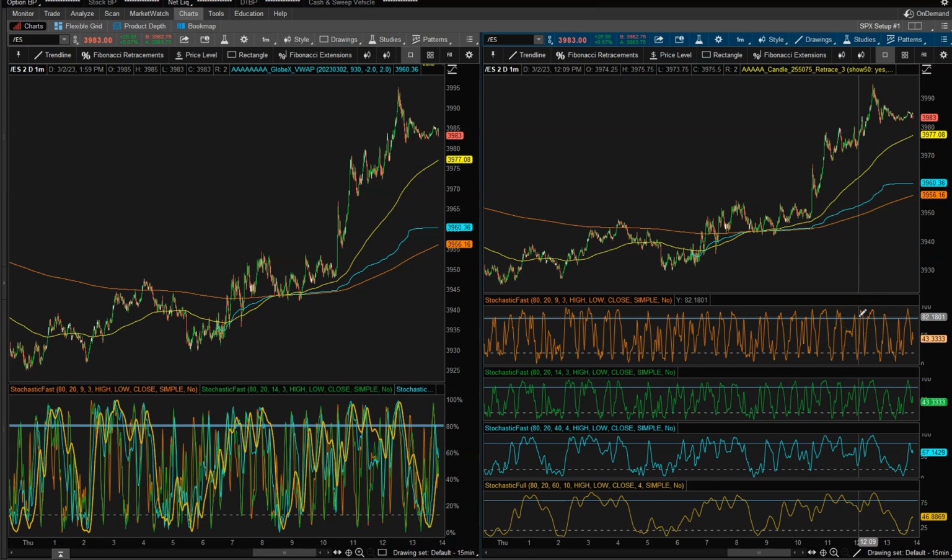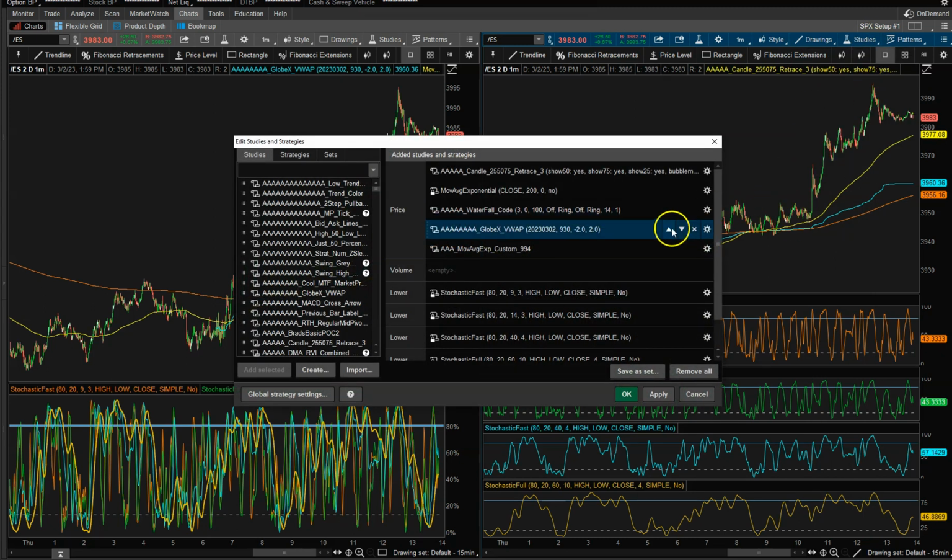So let's jump into what's on the chart. The first thing, they're both 1 minute charts. The yellow line is a 200 period moving average. The turquoise line is a Globex anchored VWAP.